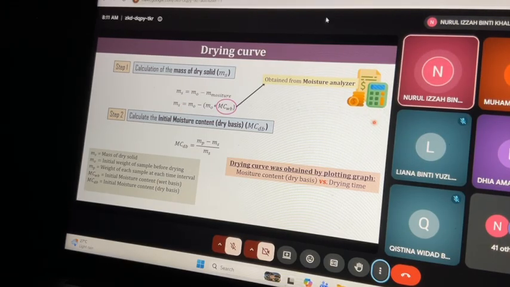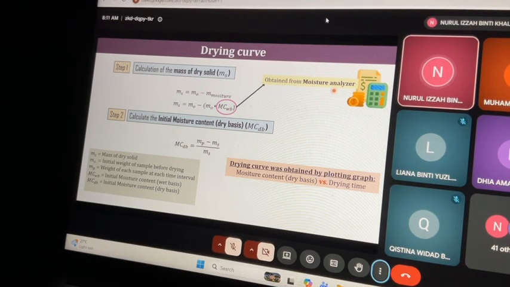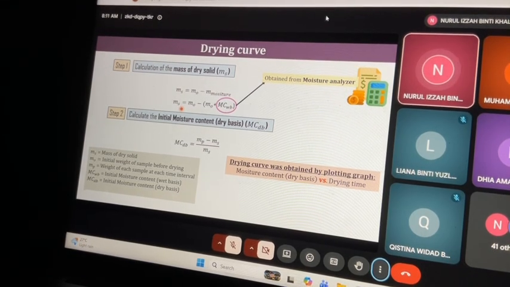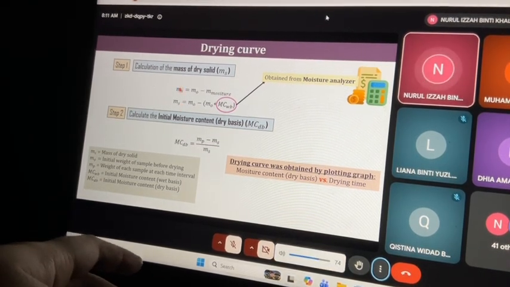So I repeat again, to calculate the mass of solid is equal to the mass of product minus the mass of your moisture. How to know the mass of your moisture is the mass of your product multiplied with the moisture content, weight basis. This one you obtain from the moisture analyzer. Then you will get the mass of the dry solid.